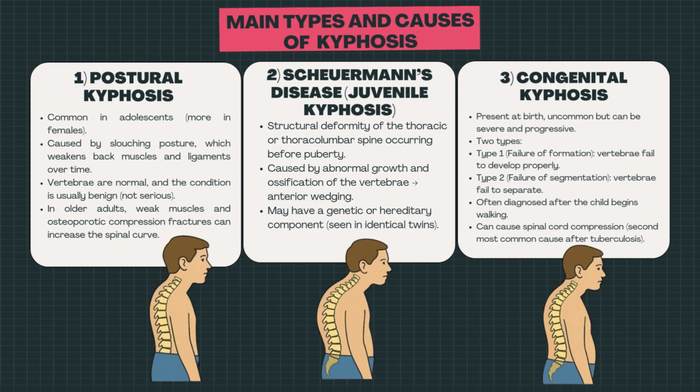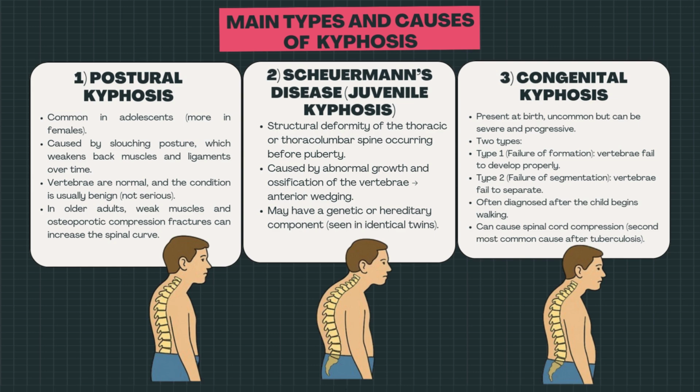2. Scheuermann's disease, or juvenile kyphosis, a structural deformity of the thoracic or thoracolumbar spine occurring before puberty. Caused by abnormal growth and ossification of the vertebrae, resulting in anterior wedging. May have a genetic or hereditary component, seen in identical twins.